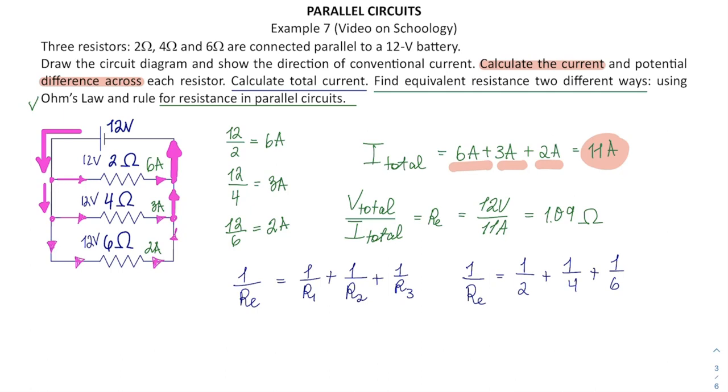You can use your calculator and get those. What I'm going to do is get the common denominator of 12, and then to get 2 to 12, that's a 6, plus to get 4 to 12, that's a 3, and then to get 6 to 12, that's a 2. So that's how I get my 11 over 12, but be careful, that is 1 over R equivalent. Then R equivalent is the reciprocal, and it's going to be 12 over 11, which again is 1.09 ohms. So that's how you find it, a second way using the rule for resistances in a parallel circuit.